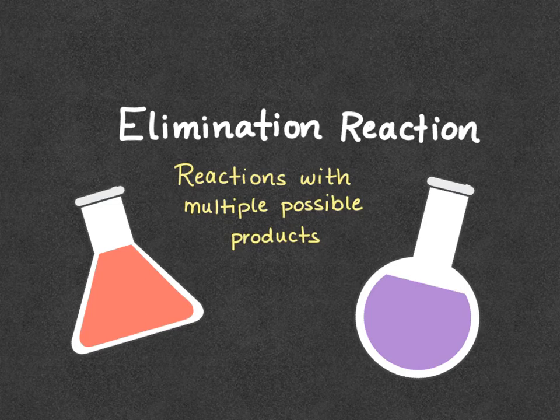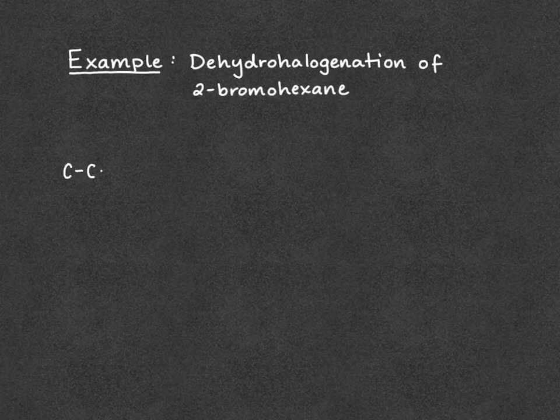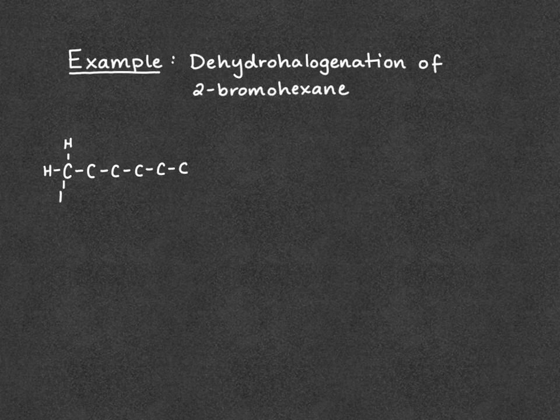In this video, we're going to look at elimination reactions that can produce multiple products, so different alkenes depending on which hydrogen we remove. So we're going to start by looking at a dehydrohalogenation example, the dehydrohalogenation of 2-bromohexane. I'm going to start by drawing the structural diagram of 2-bromohexane. So we have a 6-carbon chain and hydrogens everywhere, except for on that second carbon where we have a bromine.